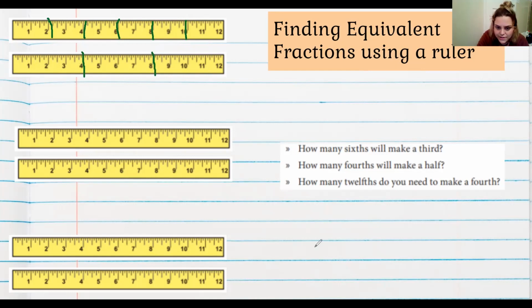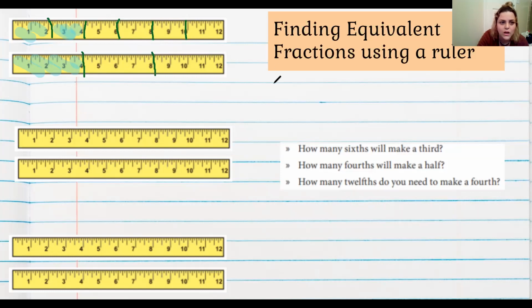And now the question that it's asking me, I'm gonna use a different color so you guys can see it. The question being asked is how many sixths will make a third? How many of these are the same as 1/3? Well, I see that this is 1/3, and if I compare it, it looks like 2/6 is the same as 1/3. And I'm gonna write that down so you guys can see it in a different color.